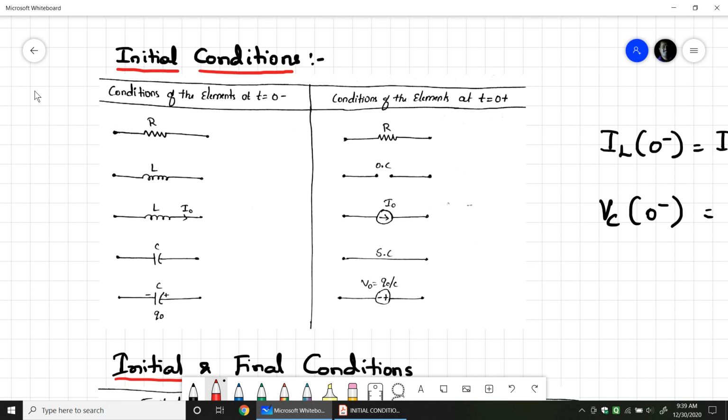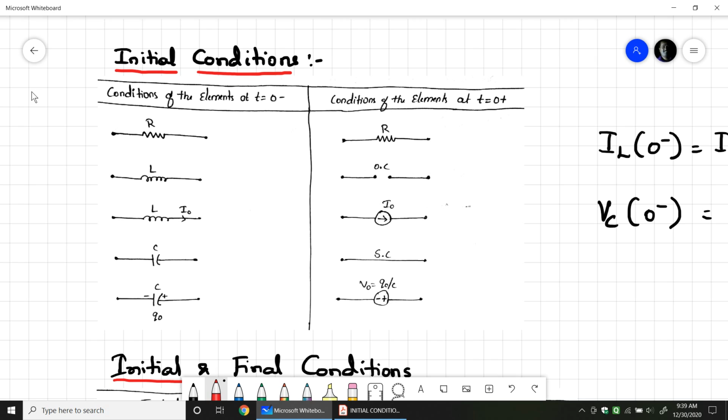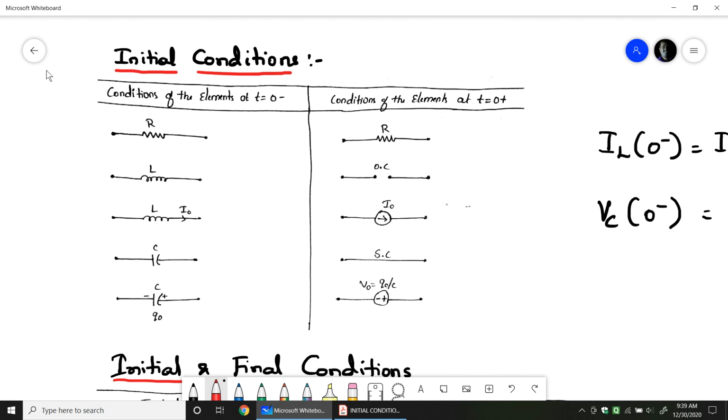when t equals 0 minus, and also t equals 0 plus. Normally, what is the element's condition at t equals 0 minus? A resistor will be a resistor, an inductor has a current value flowing through it initially, and a capacitor has an initial charge across it. The capacitor will be initially charged with a voltage V0 or something like that.